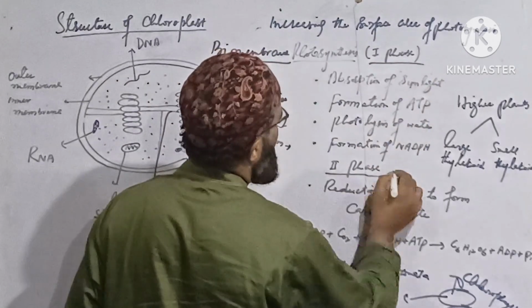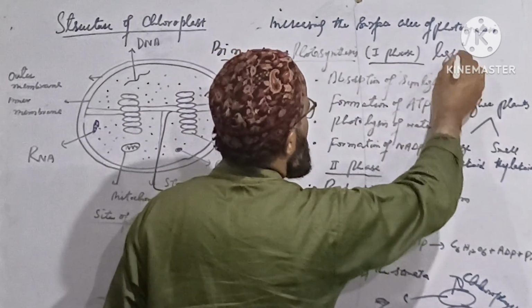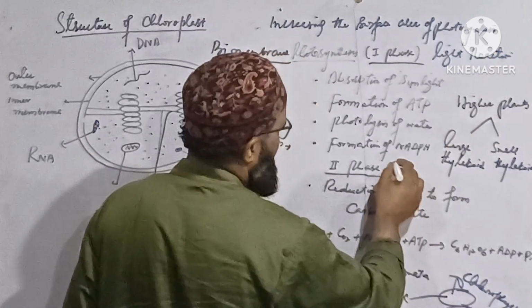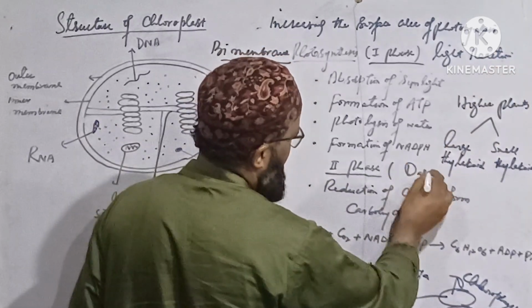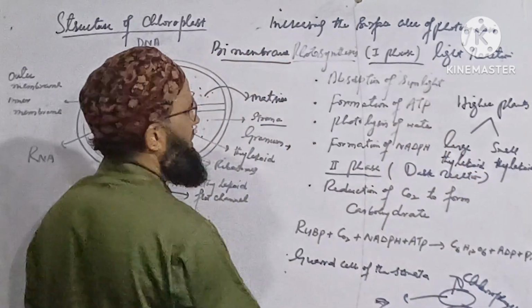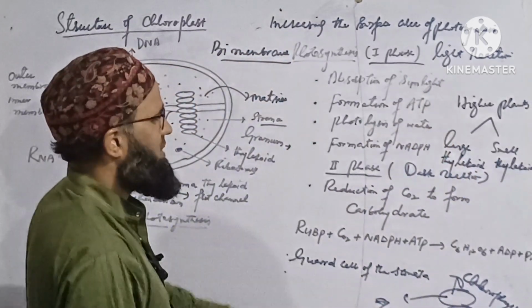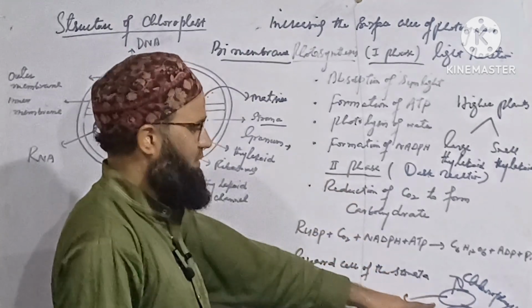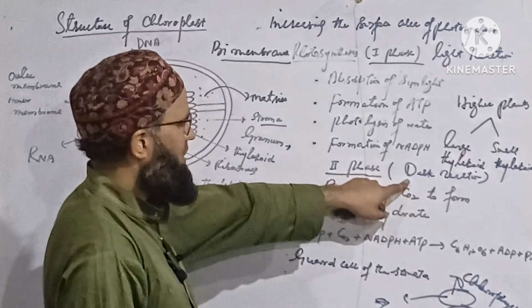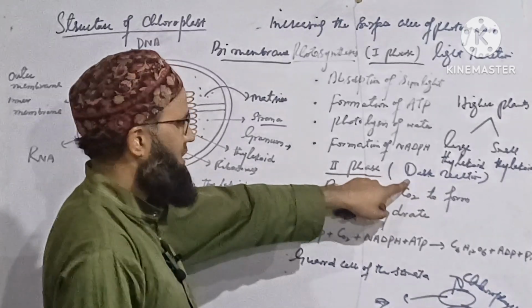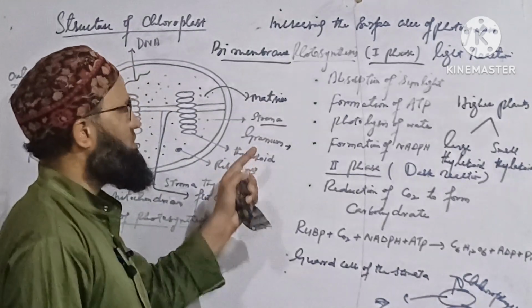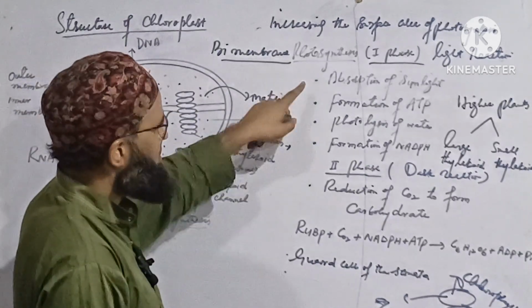This first phase is also called the light reaction, and the second phase is also called the dark reaction. The first phase of photosynthesis takes place on the surface of the thylakoid. Then the second phase, the dark phase, takes place in the stroma. And how does the photosynthesis process take place? Let us start here.